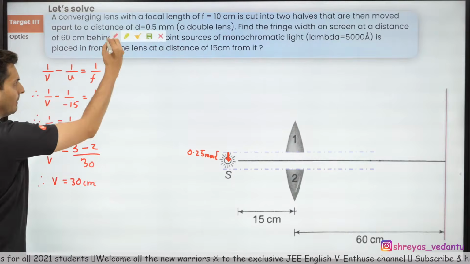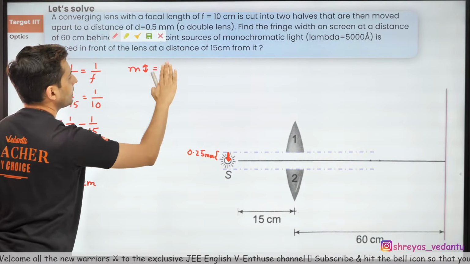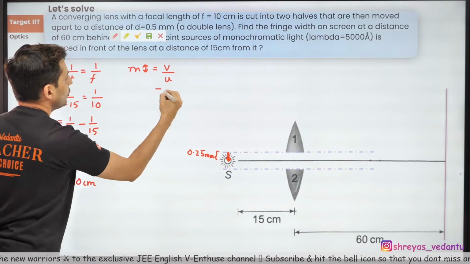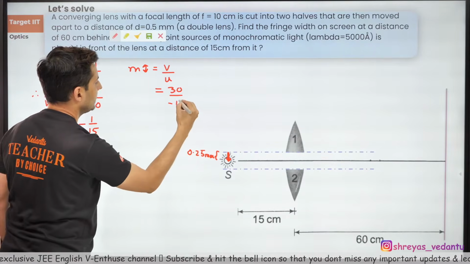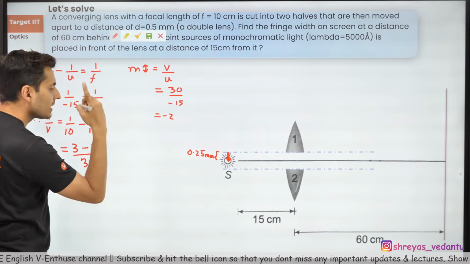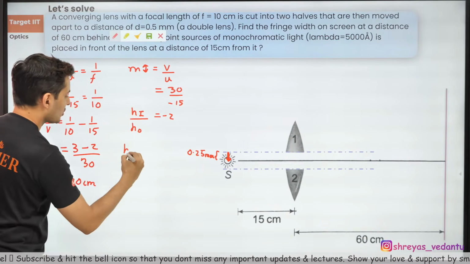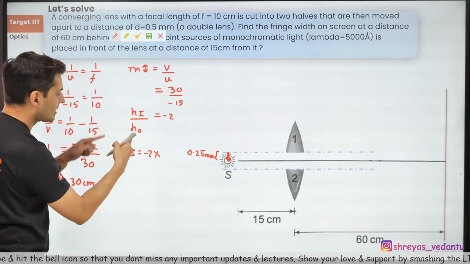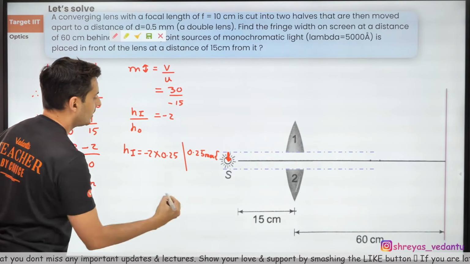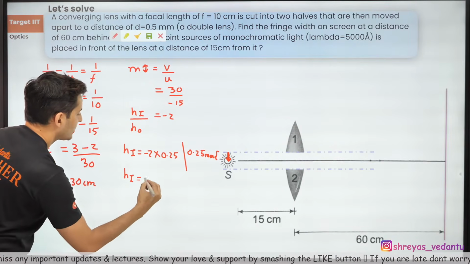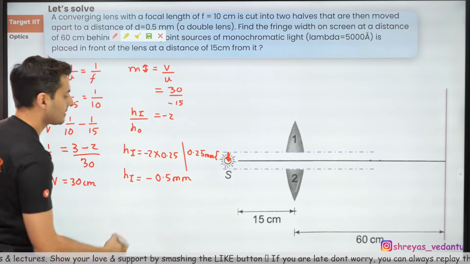Interesting. Last step, what I'll do is magnification. The magnification is just V by U. So V is 30 and U is minus 15. So it is minus 2. That means the height of the image upon height of the object is minus 2. So height of the image is minus 2 times height of the object, which was 0.25. Therefore height of the image will be minus 0.5 millimeters.